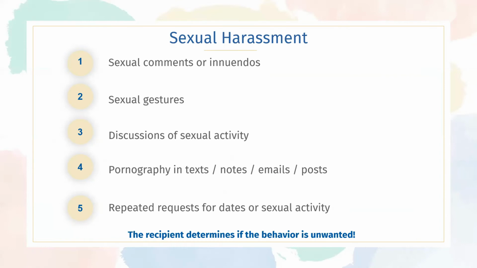Next, we move on to sexual harassment. Sexual harassment can include sexual comments, sexual gestures, discussions of sexual activity, pornography in text, notes, emails, and posts, or repeated requests for dates or sexual activity. Too often, these situations have been passed over as being a joke or just fooling around. Regardless of the intent, the recipient determines the impact of the behavior. As educators, it is our job to ensure a safe learning space for students, including being aware of and addressing sexual harassment.